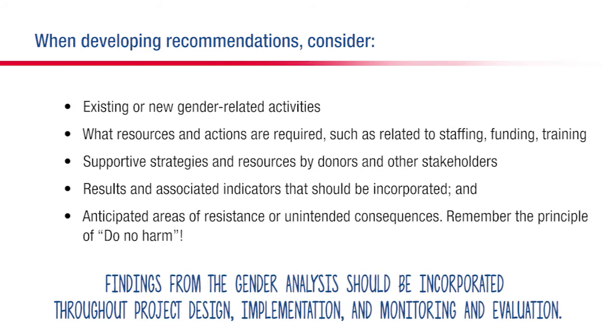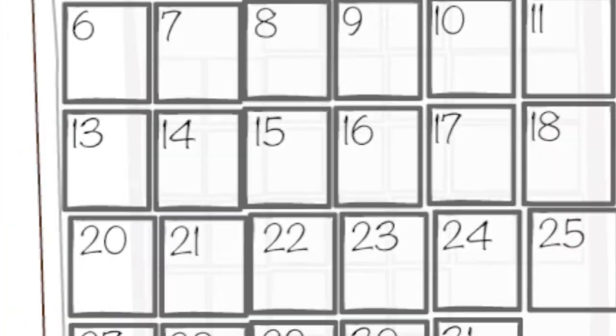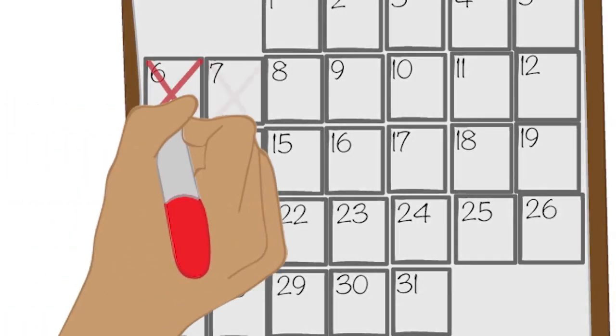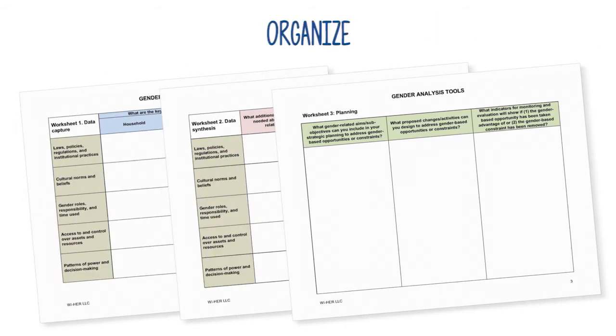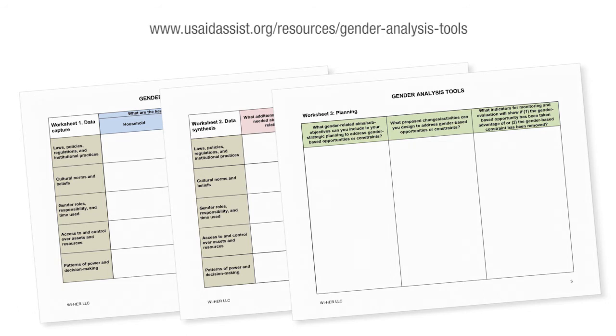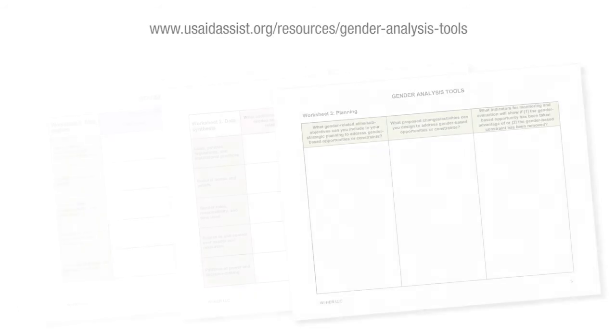Findings from the gender analysis should be incorporated throughout the project design, implementation, and monitoring and evaluation, as well as documentation. A rapid gender analysis can be done in a few days, and a more thorough gender analysis can take weeks. We have developed gender analysis worksheets to help improvement teams collect, organize, and analyze information for a gender analysis, which can be found at the link now appearing on the screen.